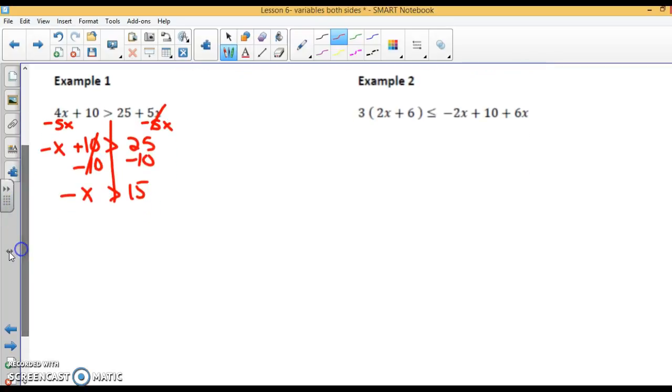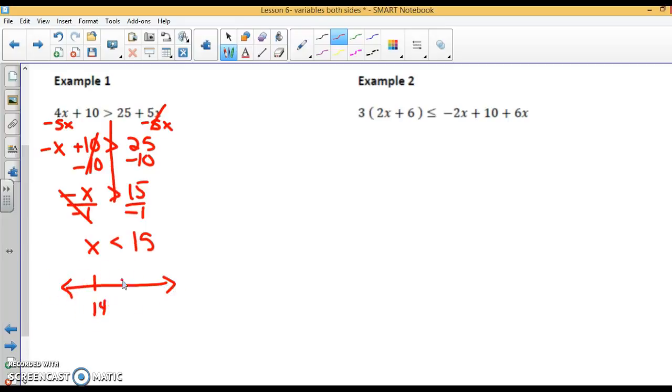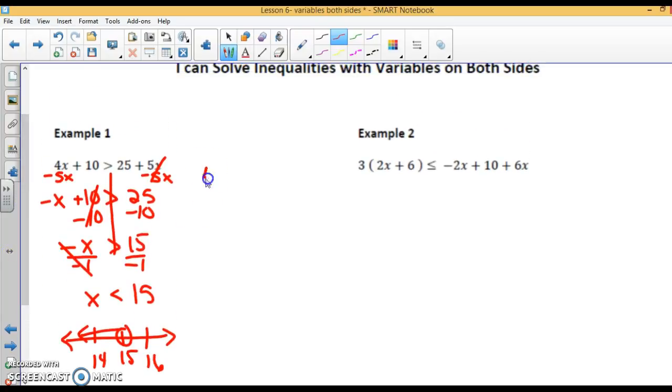Now, we are not done. We need to solve for x. So, I need to divide both sides by negative 1, and I get x is, since we divided by a negative, we switch the inequality. X is less than 15. Now, I will graph that. Open circle, shaded left.